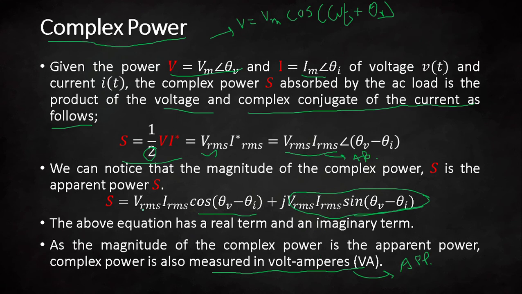Here we can see that V RMS into I RMS cos(theta V minus theta I) plus j V RMS into I RMS sin(theta V minus theta I). This term can also be represented as P, and this term can be represented as Q, because this is nothing but your active power P that we have derived earlier, and this is Q.